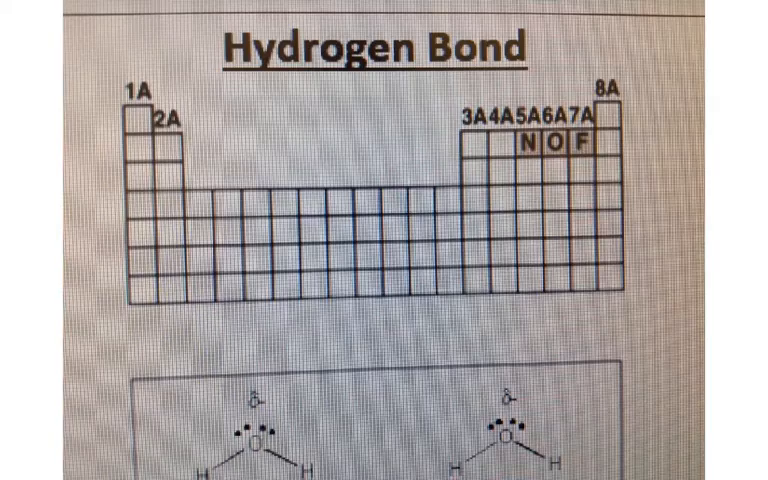All right, so looking at this, if you note, hydrogen bonds, remember, are only between hydrogen and a fluorine, oxygen, and nitrogen, and they literally have to be connected to them.